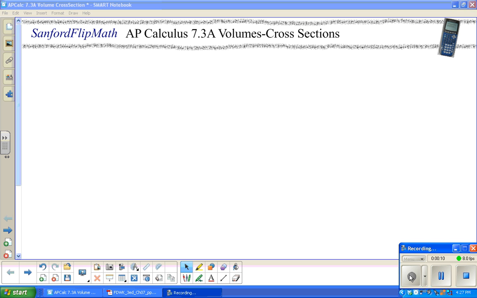We are starting section 3, which has to do with finding volumes, using calculus to find volumes. And as was the case with finding areas, we're talking about finding volumes of irregular shapes.